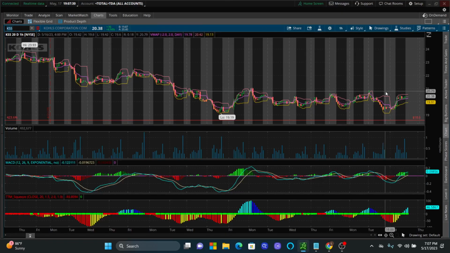All right, so KSS. Oh, this is beautiful. Well, looks like we actually talked about this in the past. I have an old line drawn here, so I'll just delete that. But it looks like we're trading in a tight channel right now.